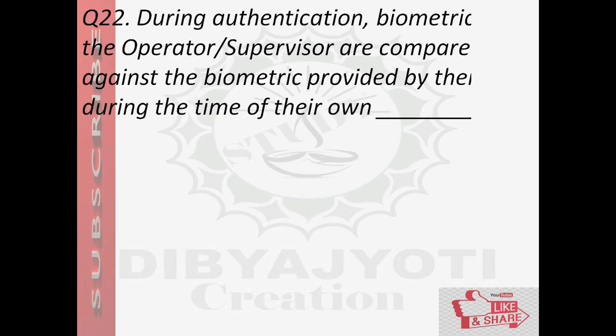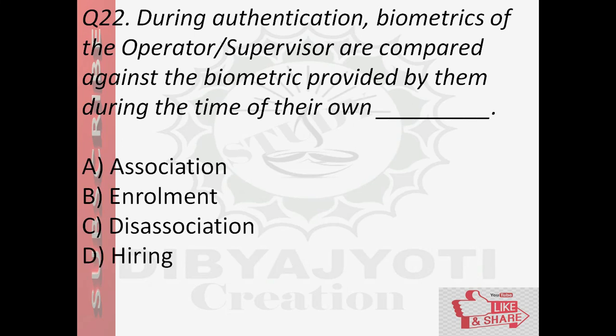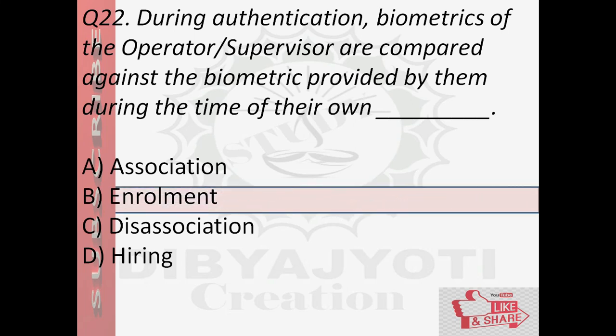Next, during authentication, biometrics of the operator or supervisor are compared against the biometric provided by them during the time of their own DASH. Option A, association; option B, enrollment; option C, disassociation; option D, hiring. And answer is option B, enrollment.